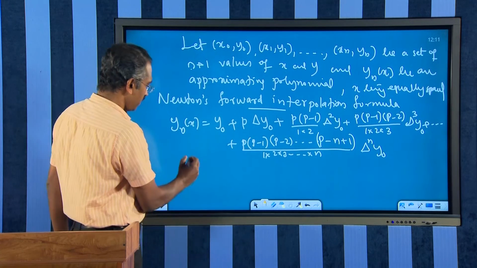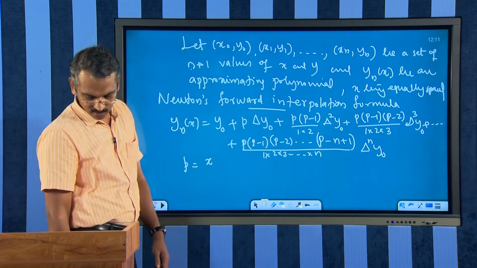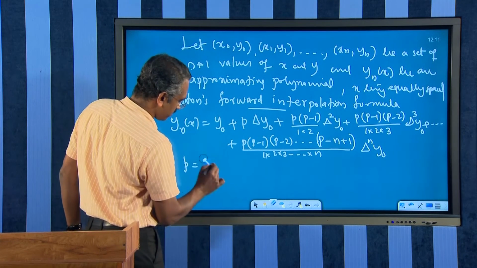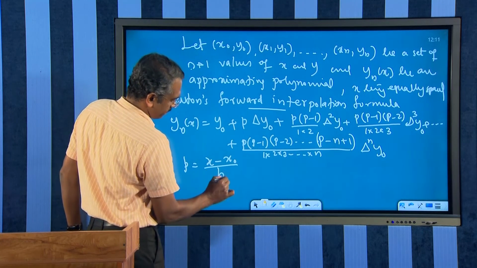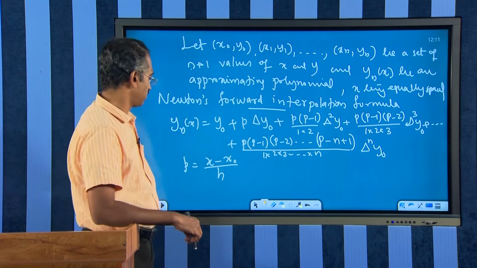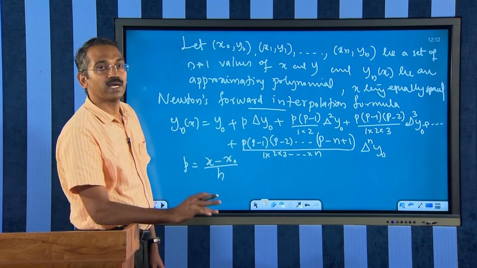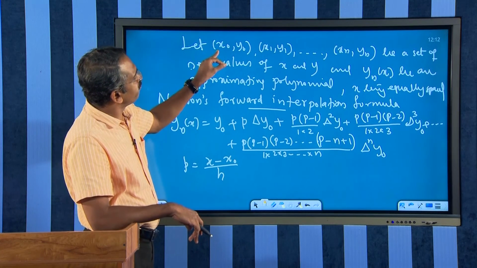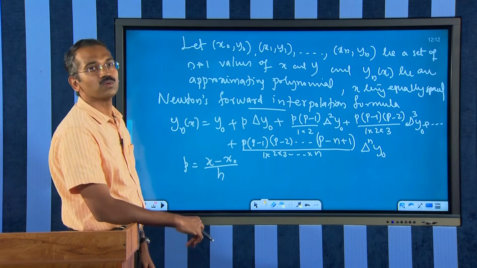Here p is equal to x minus x0 divided by h. h is the interval length. Using this expression, we can interpolate certain values of y from the given data corresponding to x.